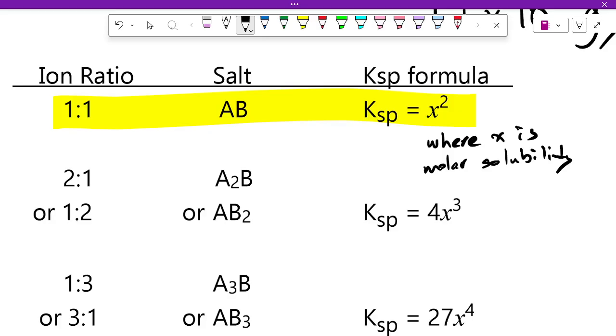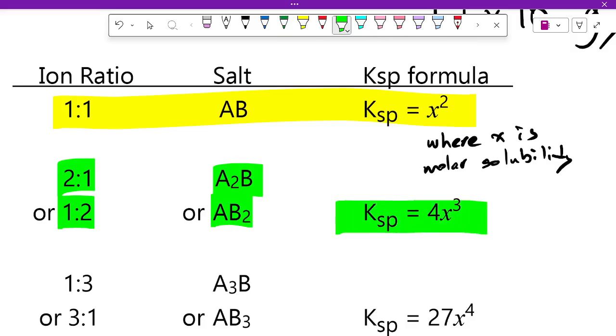Probably worth memorizing this one, 4x cubed. I don't think it's worthwhile memorizing A3. I think you could just do that through the algebra at the time. But I think the first two are well worth memorizing.